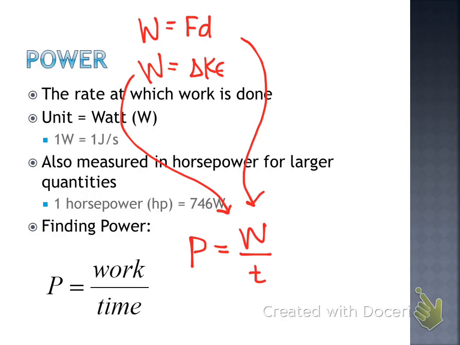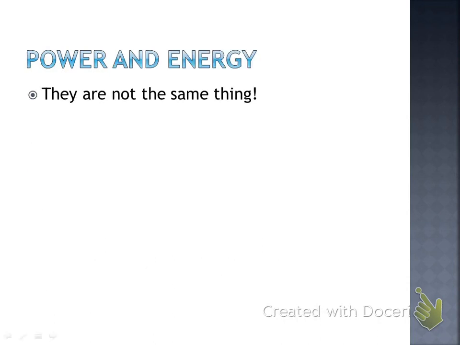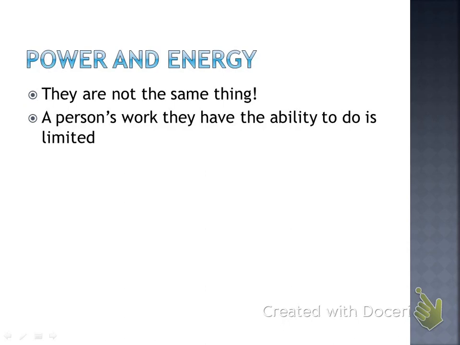Work is essentially the energy that's been transformed, so we can think about it as the transformation of energy over time. That will make a little more sense when we look at potential energy today. It's important to understand that power and energy are not the same thing. The amount of work that a person can do is limited. When I say we're going to do work, that's applying a force over a distance, or changing our velocity.